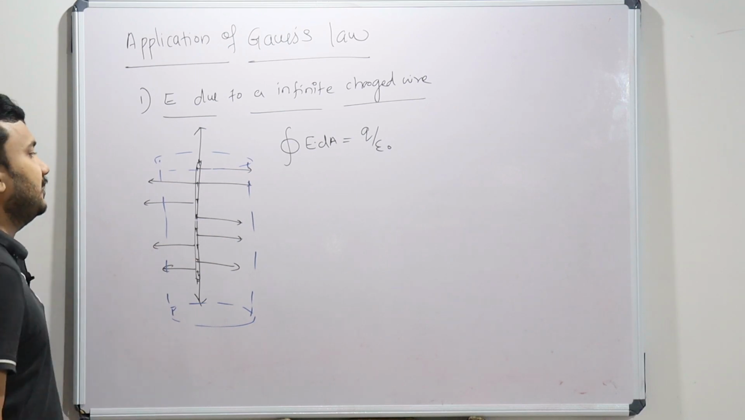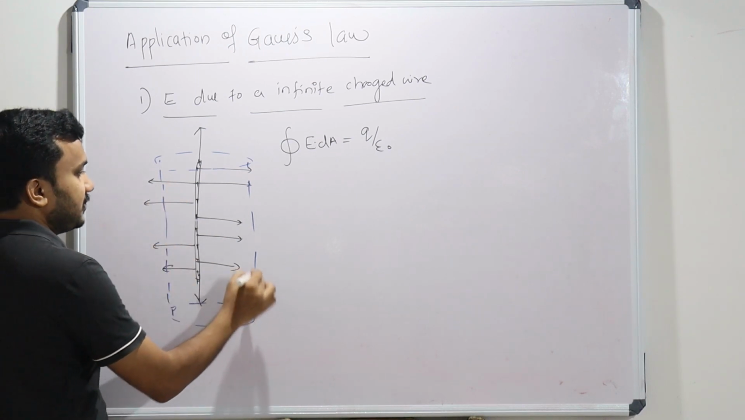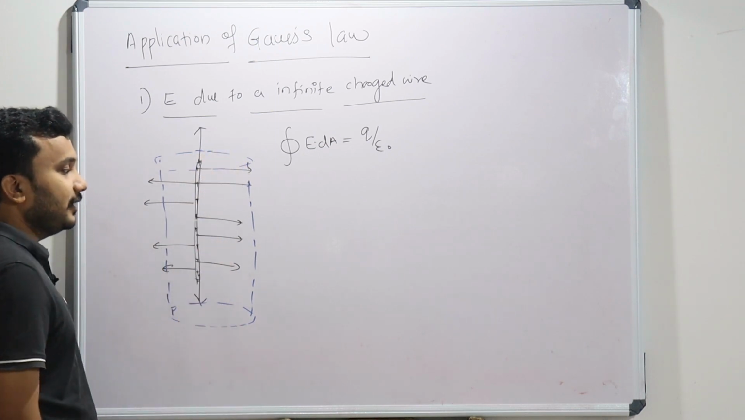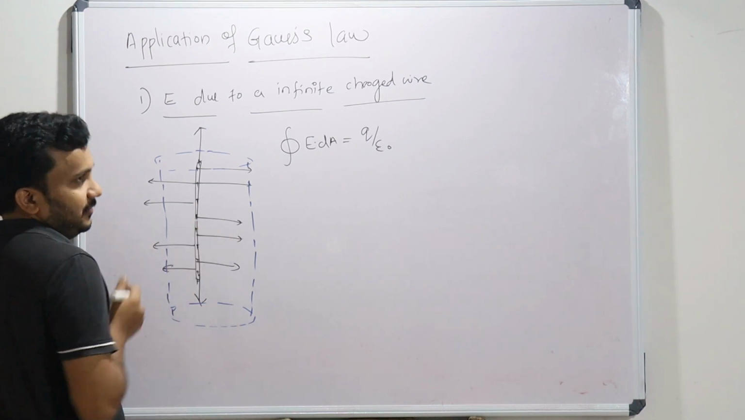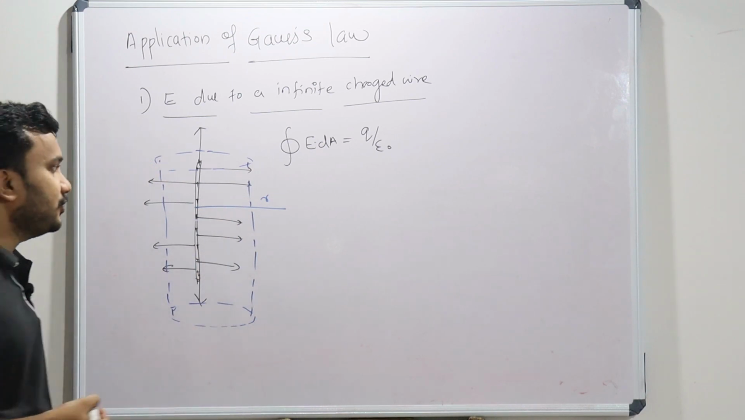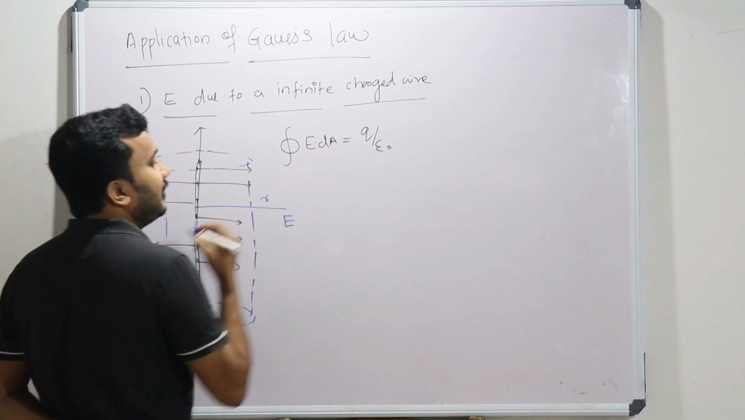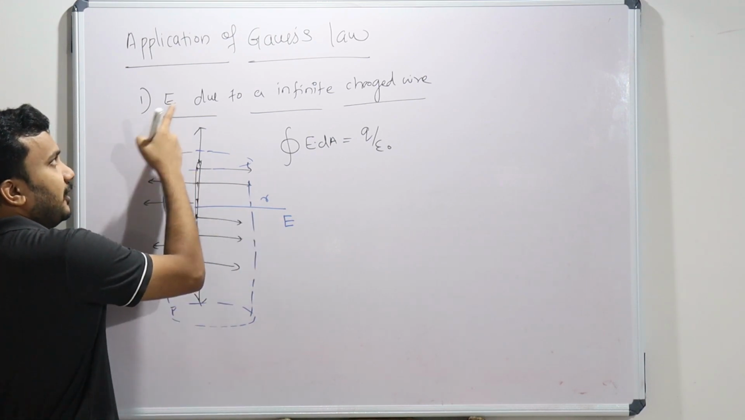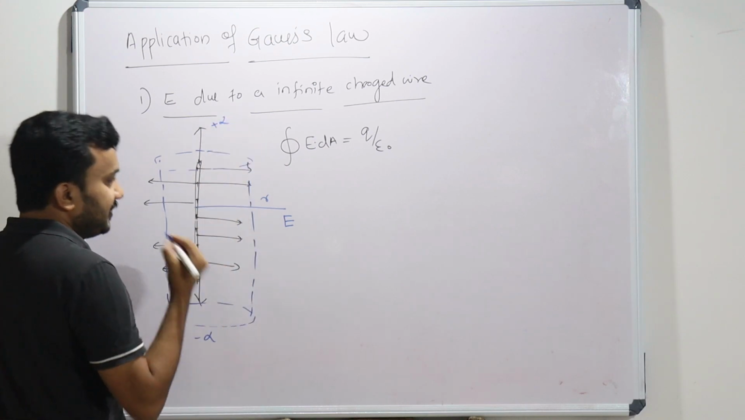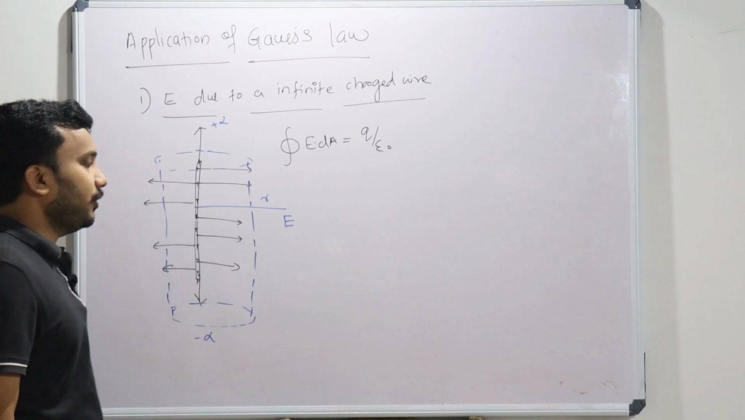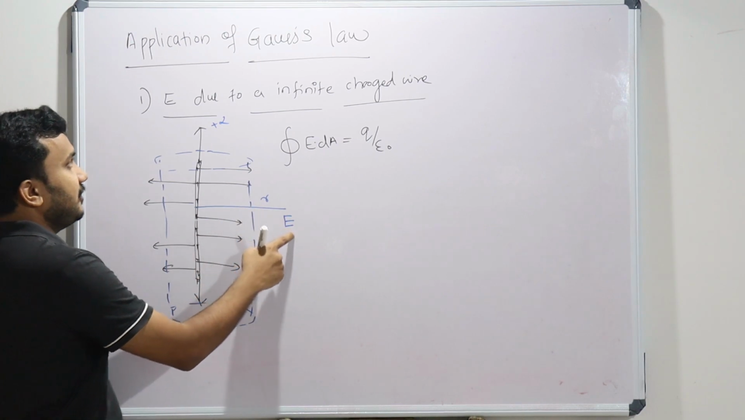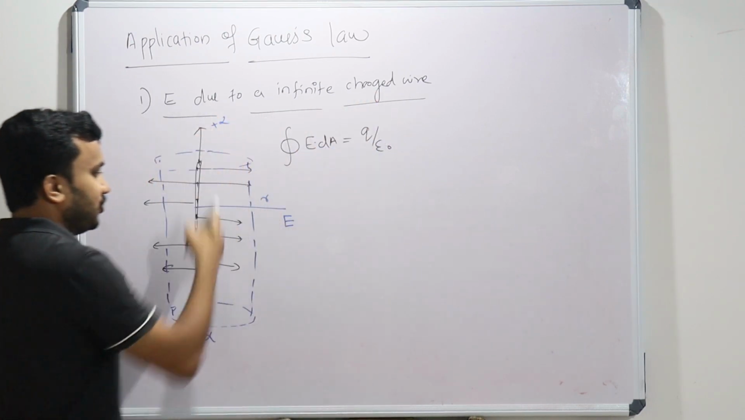This blue color is the closed path. It looks like a cylinder. So I have assumed a Gaussian surface. Now, at a distance of r meter away, I am going to find the electric field. The wire extends from plus infinity to minus infinity, and at a distance of small r meter away, I am going to find the electric field due to an infinite charged wire.